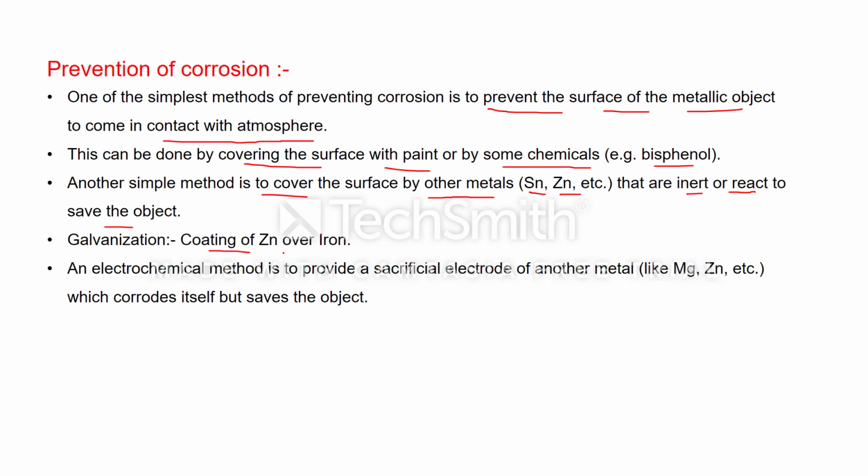Coating of zinc over iron is known as galvanization. Remember it: galvanization is coating of zinc over iron. Another, electrochemical method is to provide a sacrificial electrode of another metal like magnesium or zinc. These magnesium and zinc sacrifice themselves and prevent the rusting of iron. Clear? They themselves corrode but save the object. These are some methods of prevention.